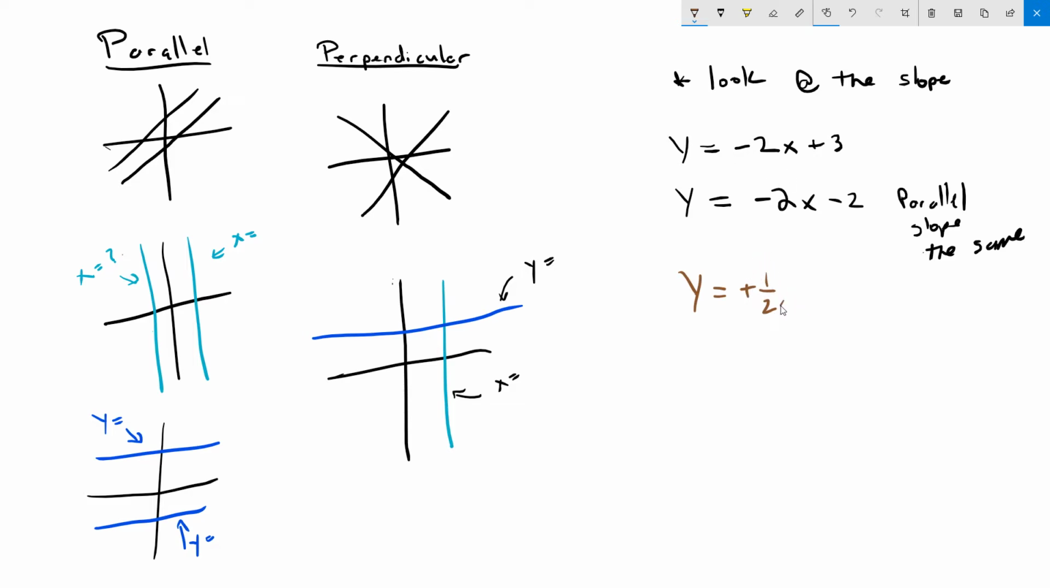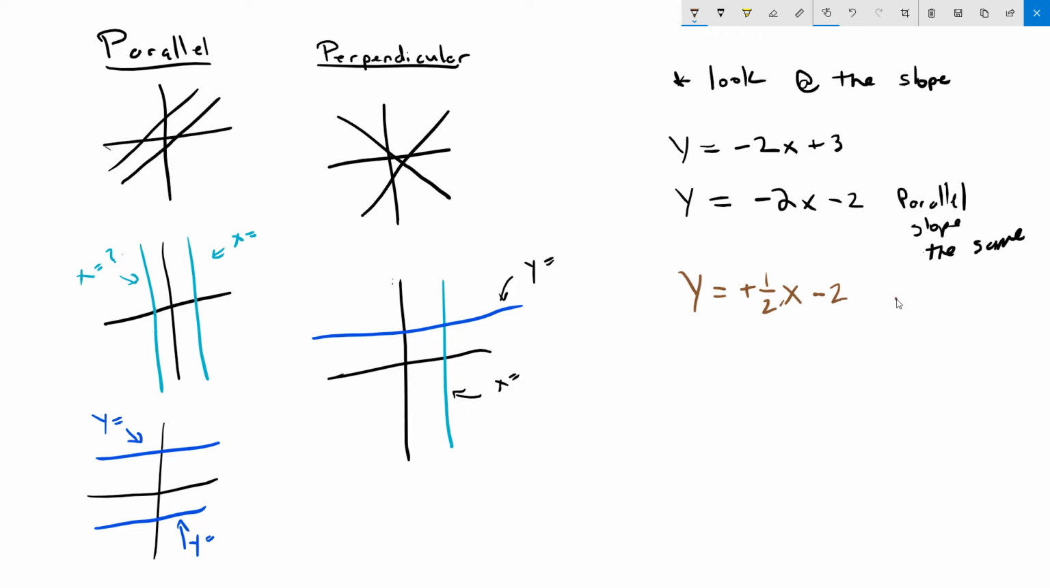Okay, and then like I said, as long as they don't tell me certain points I need to use to make this equation, I could choose whatever I want. So I'll just choose negative 2 also. It doesn't really matter. This doesn't affect if it's parallel or perpendicular at all.